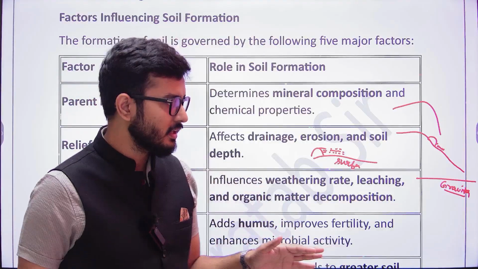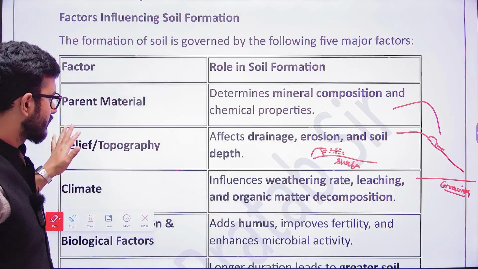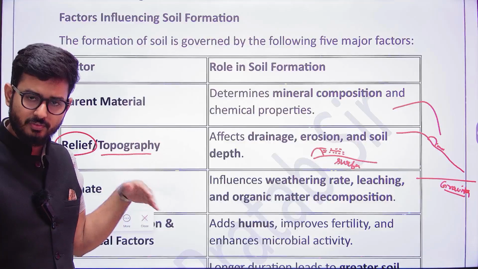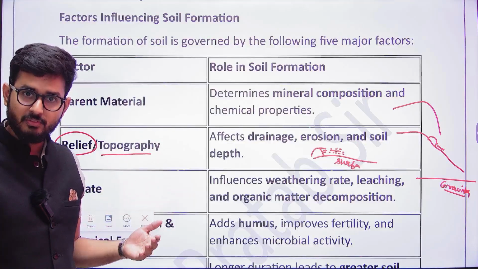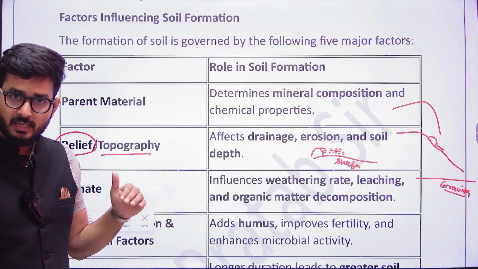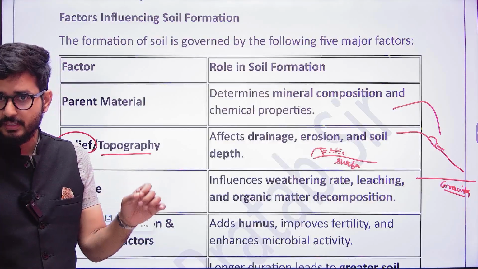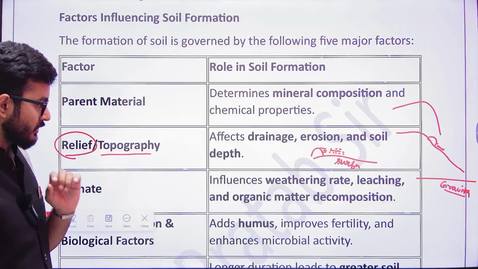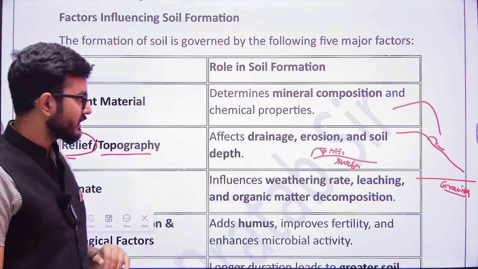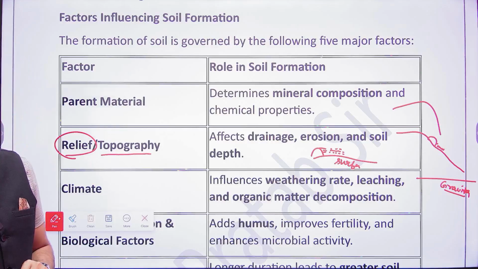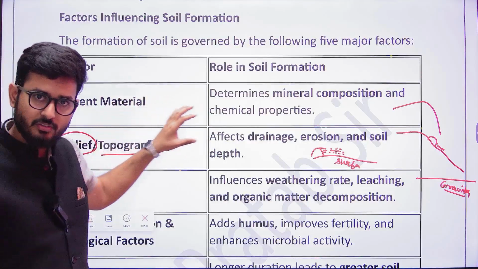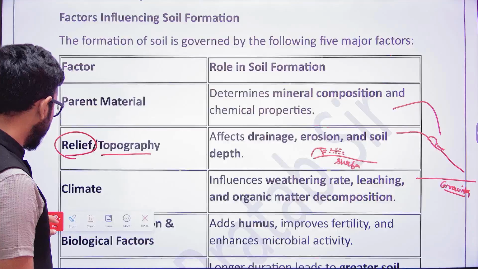So that is one another understanding, that the relief and the topography where the parent material is being weathered is also very much important. If the parent material is on a plain area, the soil that will be created is going to be thick in size, whereas it is going to be thin in size on a slope. Then it is also going to affect the drainage, erosion, and depth of the soil. Means on the basis of the parent material and the topography on which the soil was created, these things are going to be impacted.